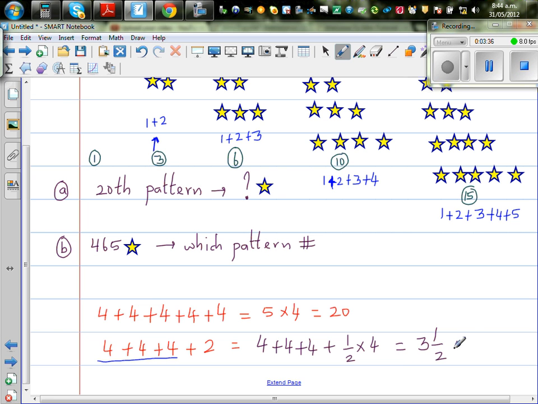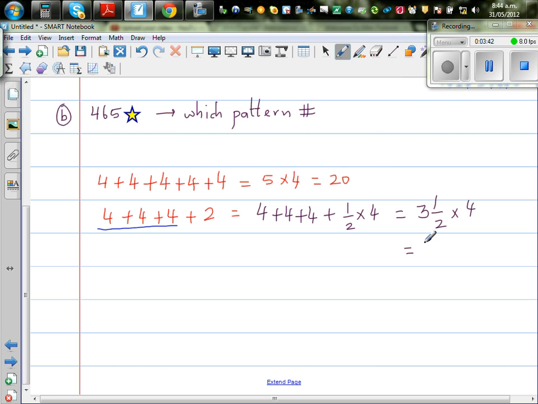So this is same as 3.5 times 4. I'll explain this. So 3.5 times 4 is what? Very interesting. If you look at number patterns, you learn many things. So 3.5 times 4 is the same as 3 times 4, which is 12, and half, 0.5 times 4, is 2. So you get the same answer, which is 14.